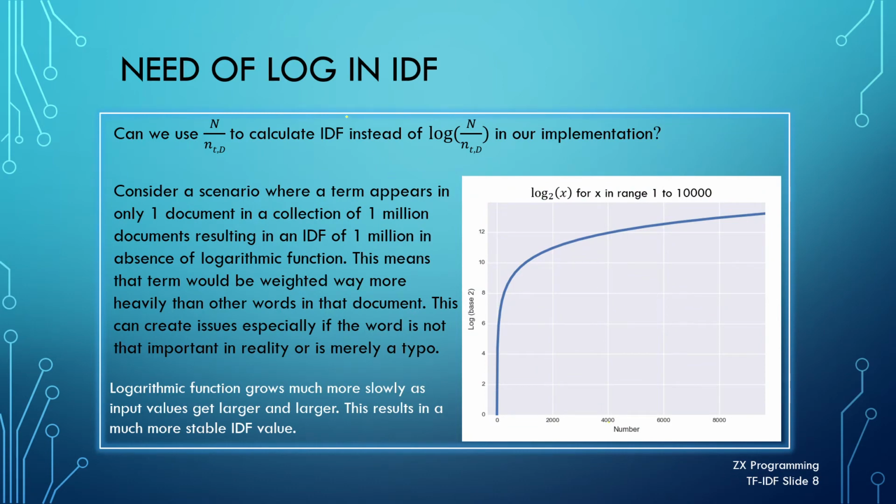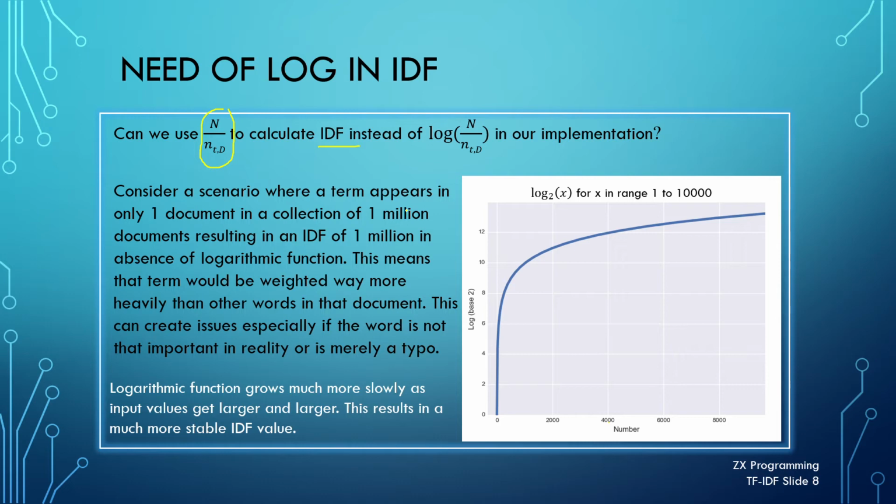Now the question is, why do we even need the log in the IDF calculation? Why can't we just directly use the fraction that we have to calculate the IDF and then multiply it by term frequency? The reason is that in real life examples, you could have 1 million text data and a particular term that appears in only one of those documents. Then this fraction N upon n_t of d will be very large. This will mean that a word which only appears in one of the documents will have a very high weightage.